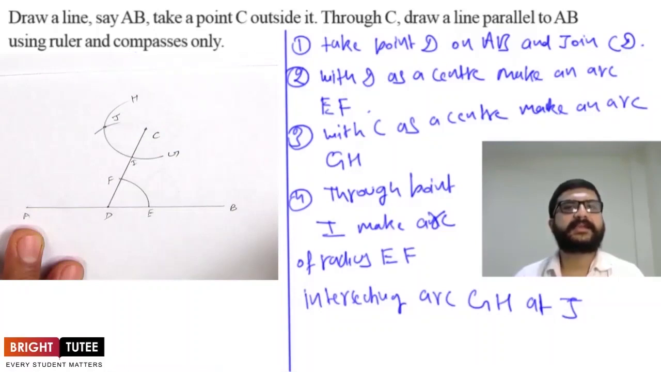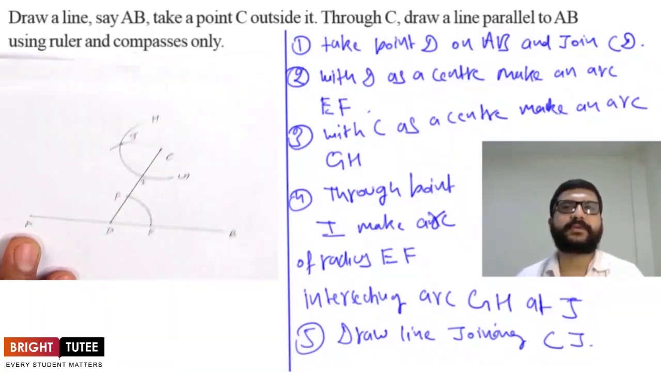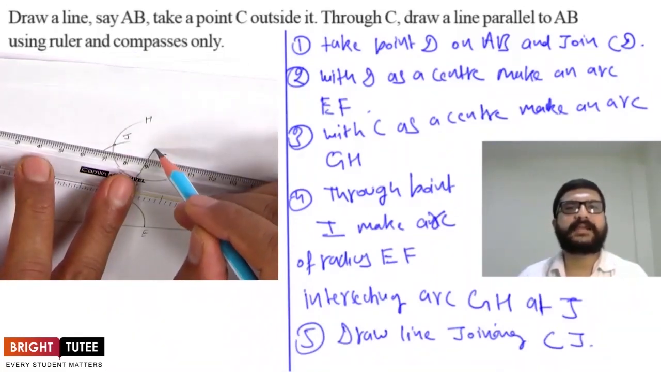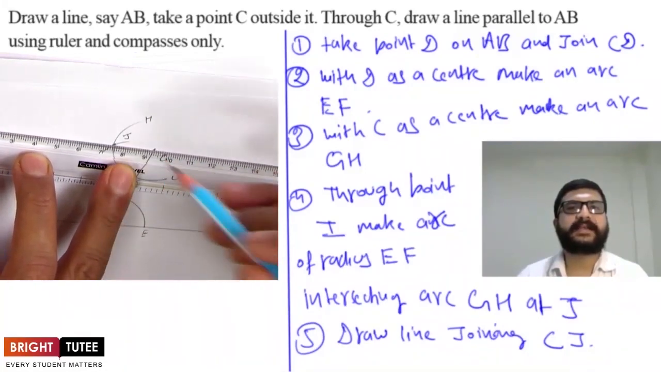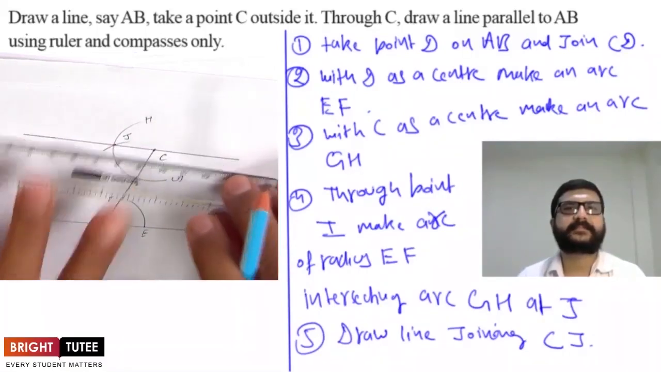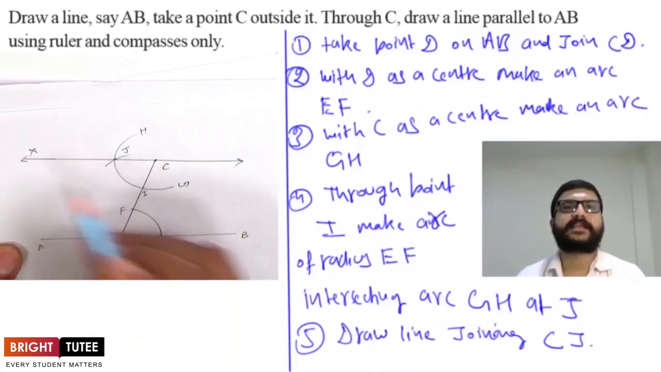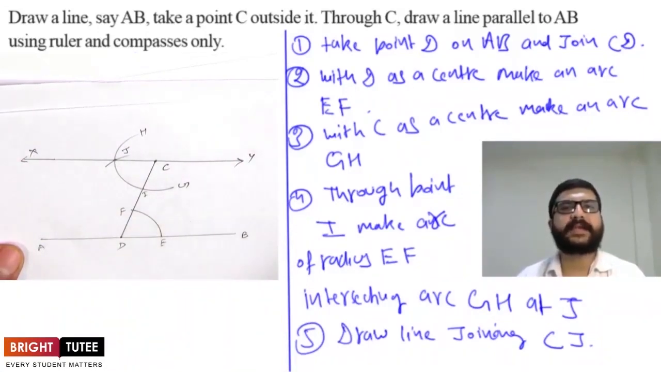Now the next step is to draw a line joining CJ. So that's what we are going to do here now. We have to draw a line which is joining CJ. So we will get a line like this. We can name this line as XY. Let's say this is X and this is Y. So now here line XY is parallel to line AB.